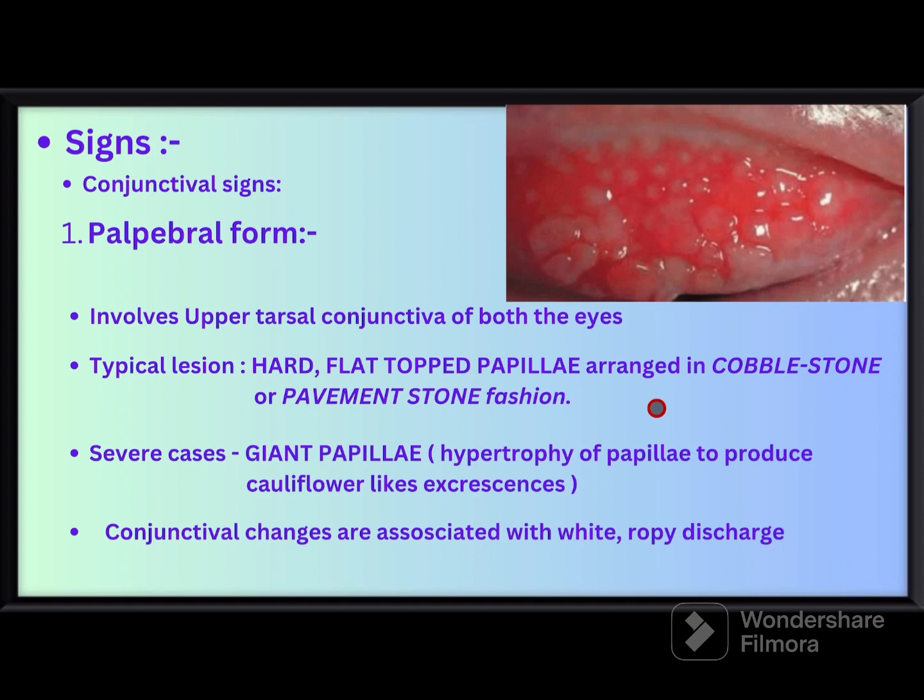There are 3 clinical forms. The first type is the palpebral form. What happens in the palpebral form? Usually the upper tarsal conjunctiva of both the eyes will be involved. What are the typical lesions here? You can see that it is hard flat top papillae arranged in a cobblestone appearance, also called pavement stone fashion, right? What happens in severe cases is these papillae get hypertrophied and they'll produce cauliflower-like excrescences of giant papillae. And the conjunctival changes are always associated with white ropey discharge.